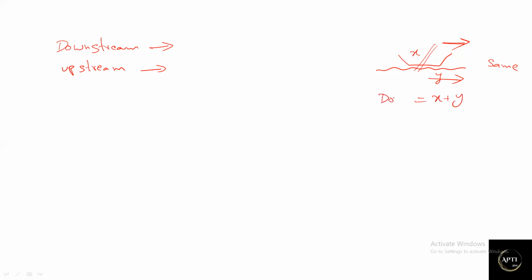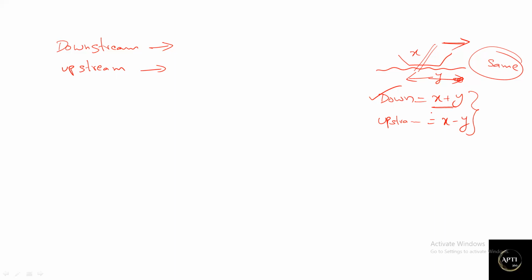This speed indicates downstream. In the terminology of boats and streams, they use the words downstream and upstream. Downstream indicates both are in the same direction, x plus y. Similarly, upstream means both are moving in opposite directions. Let's consider I'm just changing the direction of the water. If the water and boat directions are opposite, the upstream speed will be x minus y. These are two important conditions.